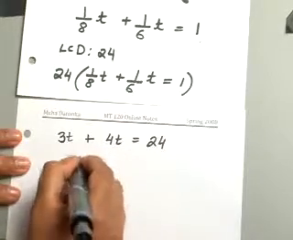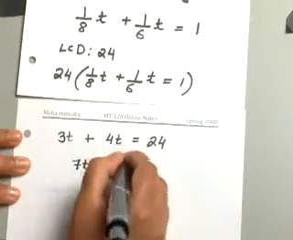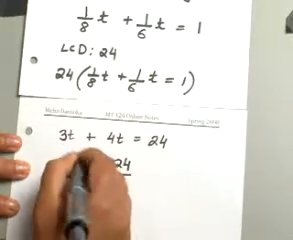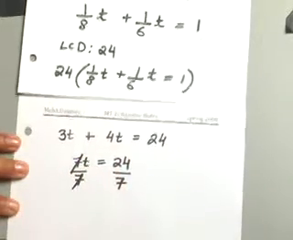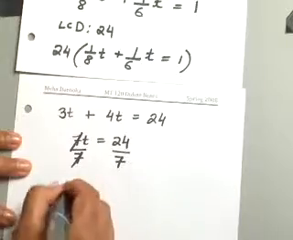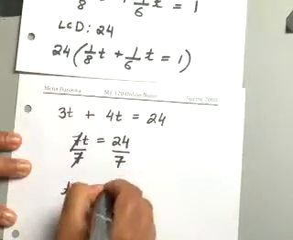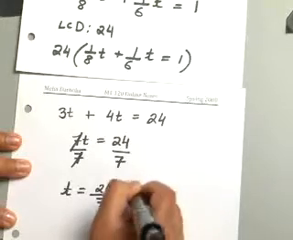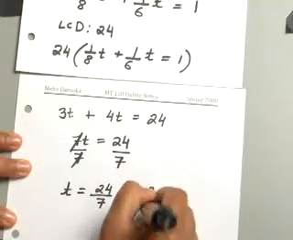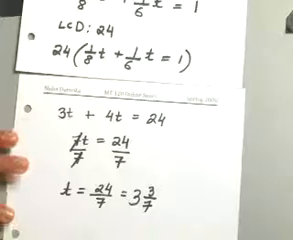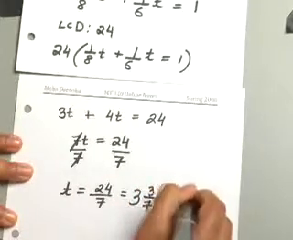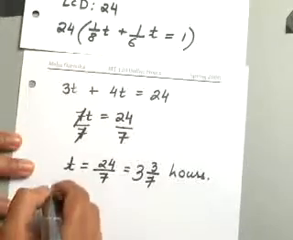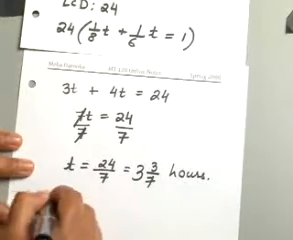Go ahead and combine your like terms. You will end up with 7T equals 24. Divide both sides by 7. And you will end up with T equals 24 over 7. Or in mixed numbers, you would say T equals 3 3/7 hours. So basically, it takes them a little over 3 hours to paint the room together.